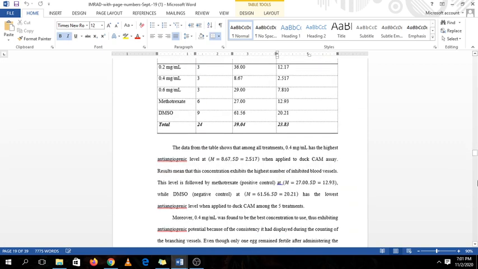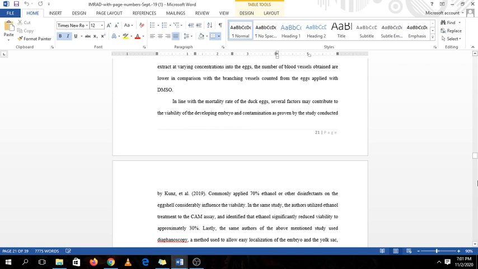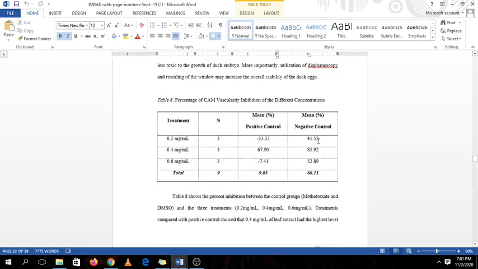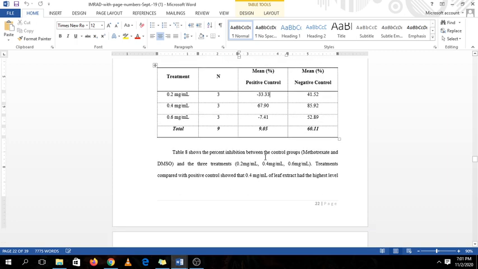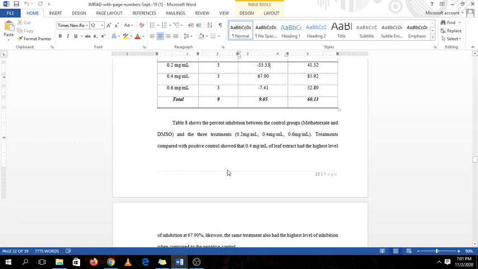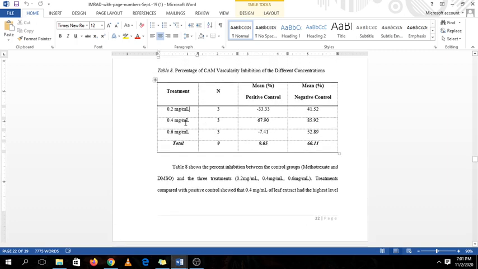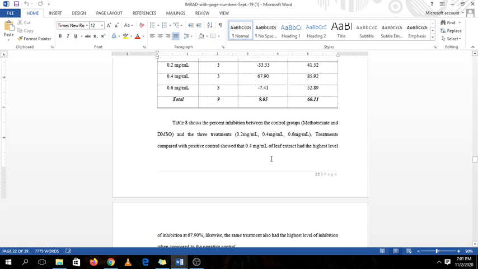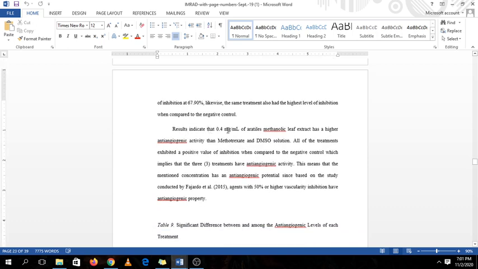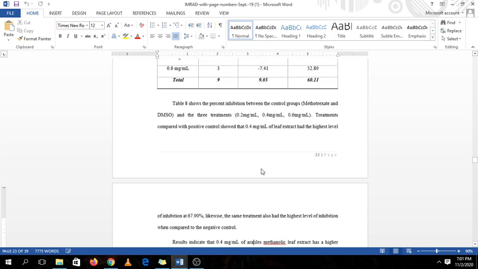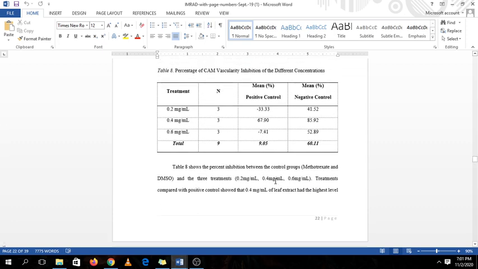Okay? So let's try to look at some example data. You get the mean. So whatever the mean is, usually we discuss the mean. We discuss the table, of course, what the table is all about, and then the relationship of each table. So results indicate that 0.4 milligrams per milliliter of metal extract has a higher anti-angiogenic property.